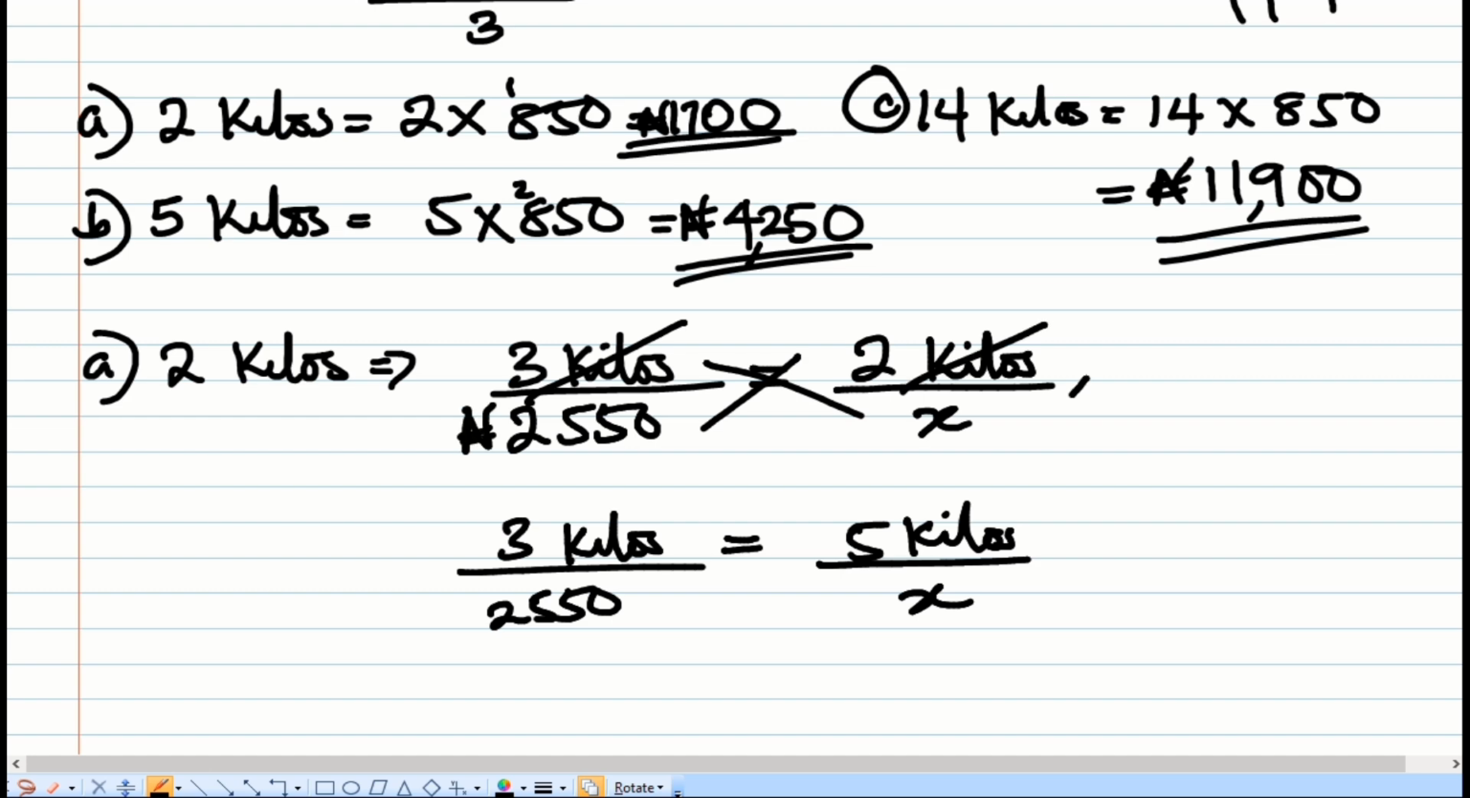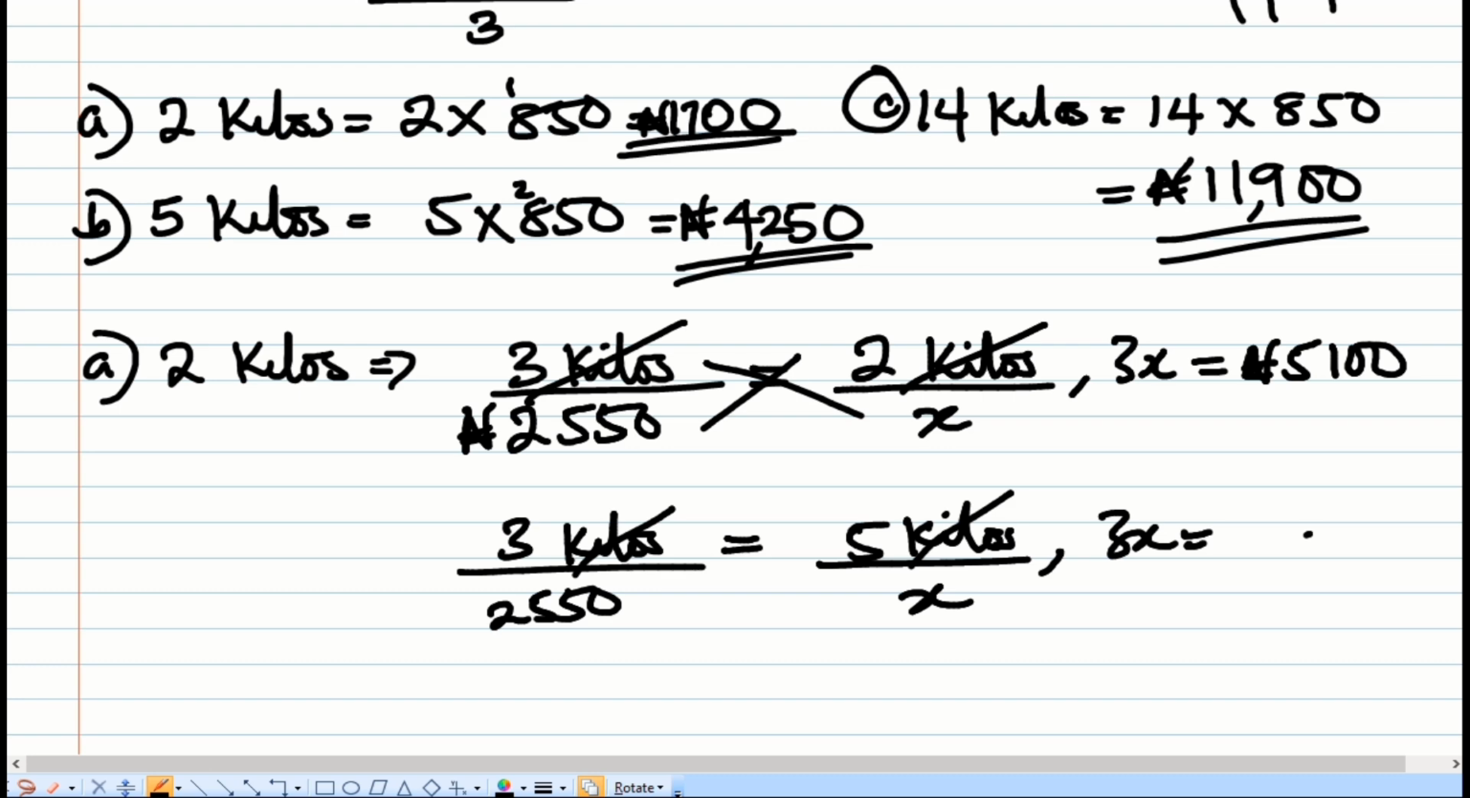So 3 times x, we're going to have 3x is equal to 2,550 times 2. Well, that would be 4,000. No, that should be 5,100 naira. So 5,100 naira. I hope I'm correct. And then in this case, kilos cancel kilos also. 3 times x is 3x equal to 5 times this. Well, I don't want to use the calculator, so we'll continue calculating this.